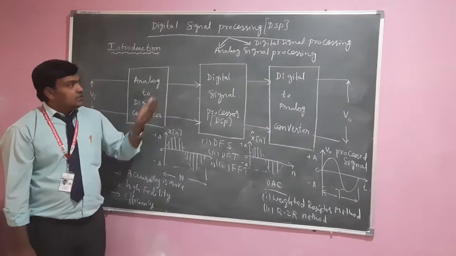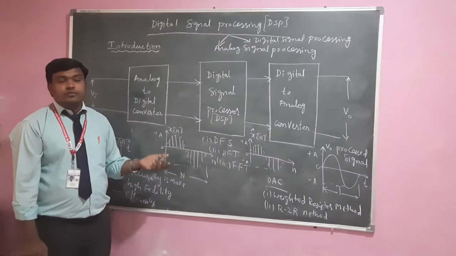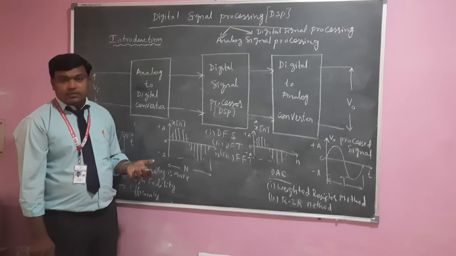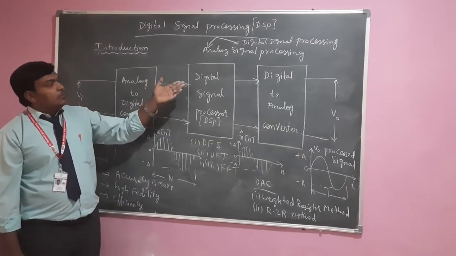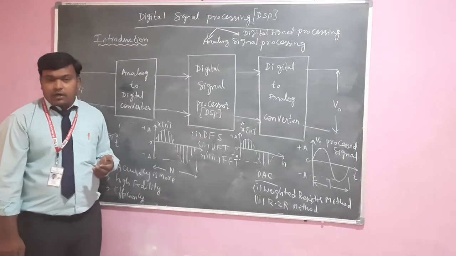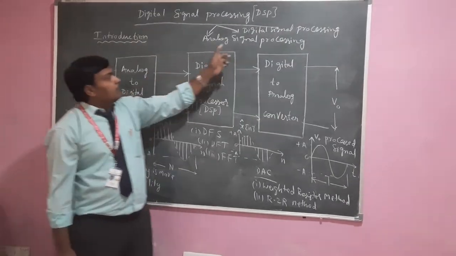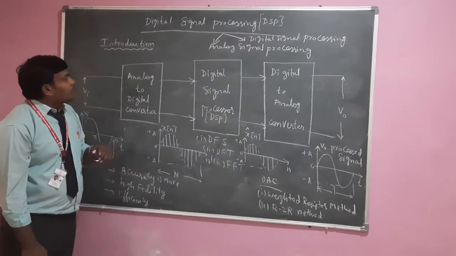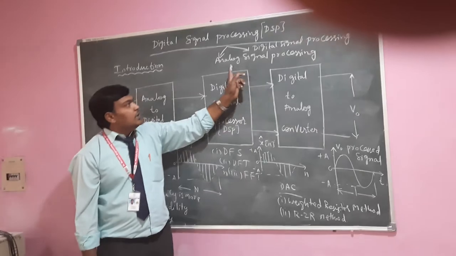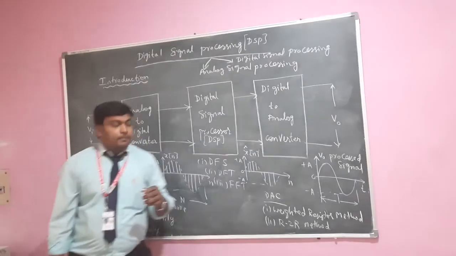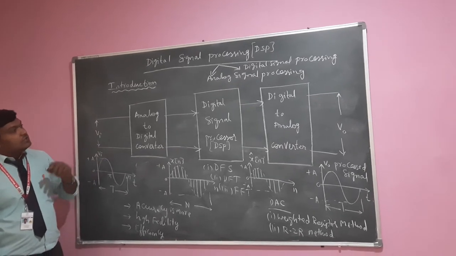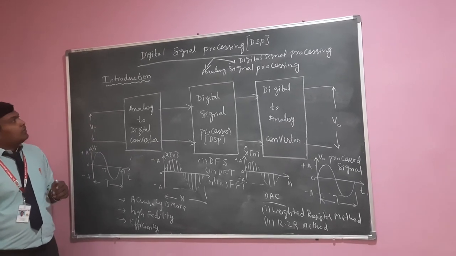In military purposes also, these digital signal processing techniques are used, like encoding secret codes and decoding secret codes. Digital signal processing is also used in making videos and audios. These are the applications of digital signal processing. Nowadays, analog signal processing is replaced with digital signal processing. These are the advantages, disadvantages and applications of digital signal processing.